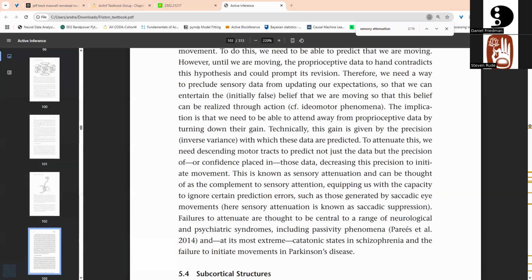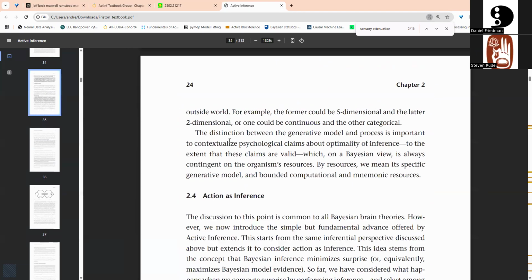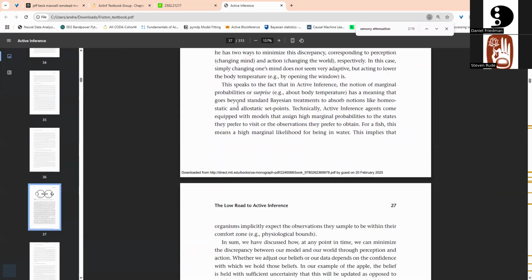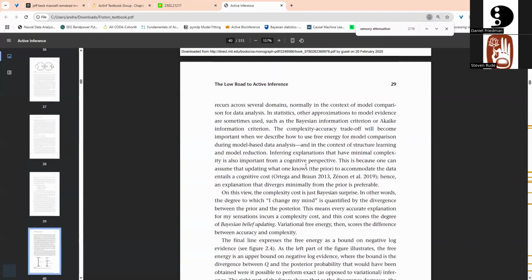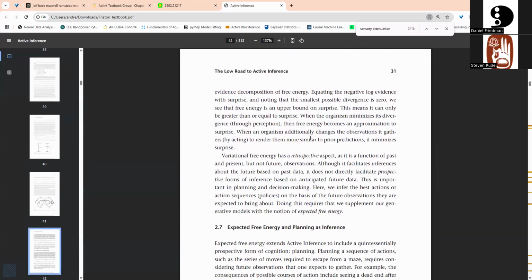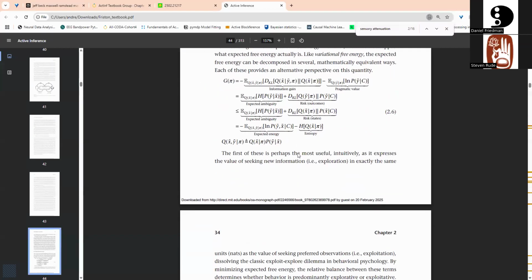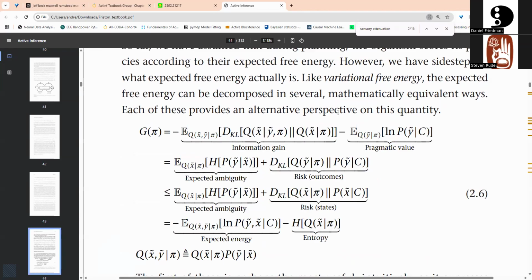Cool. Let's see, there was a question about this. This is backtracking, but it'd be good to get ourselves recentered in chapter 2, which has been taking us on a journey. So, expected free energy, we'll go to that equation. I will look a little bit more at some of these terms. So like here, there's a question about pragmatic value.